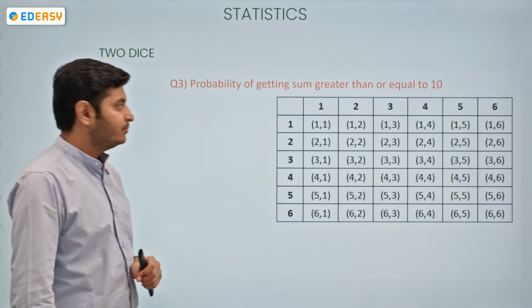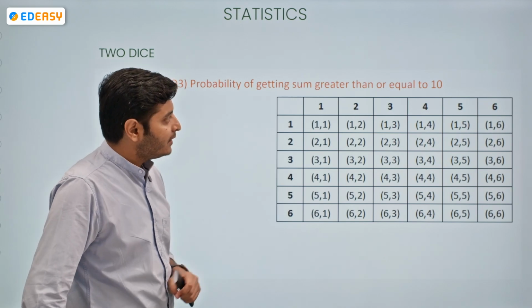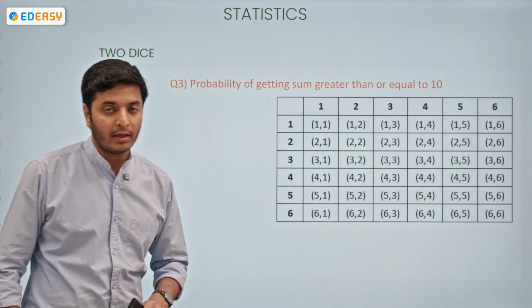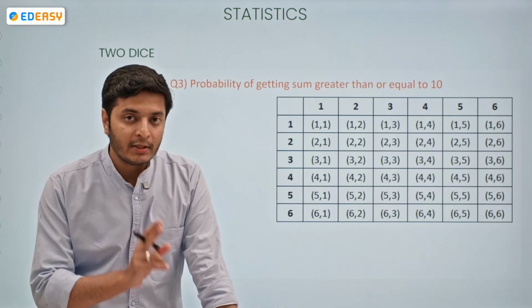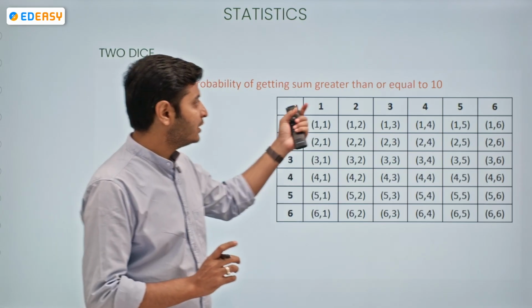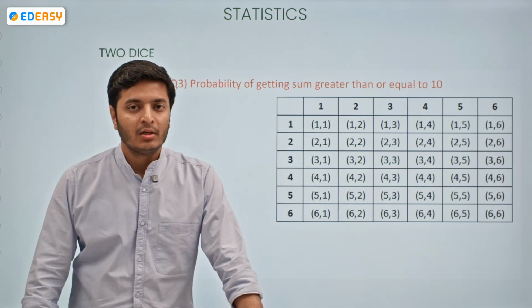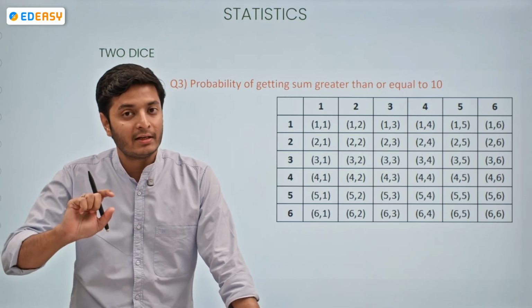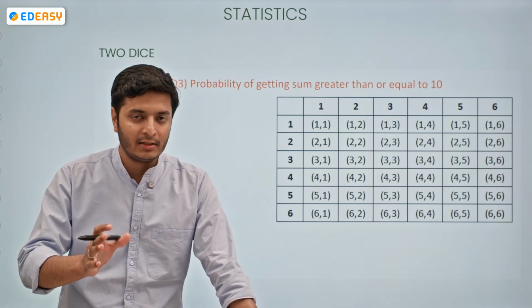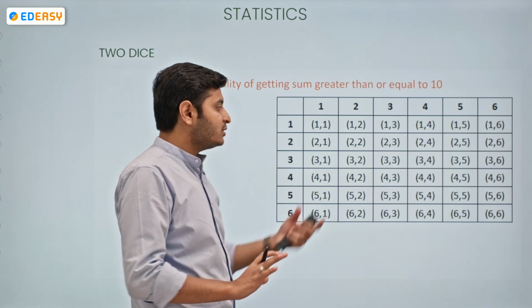Then third, probability of getting sum greater than or equal to 10. Now we need to understand the statement first. Probability of sum greater than or equal to 10. So not only equal to 10, not lesser than 10, it should be greater than or equal to. So the sum can be greater than or equal to 10 only. How many such outcomes are there?